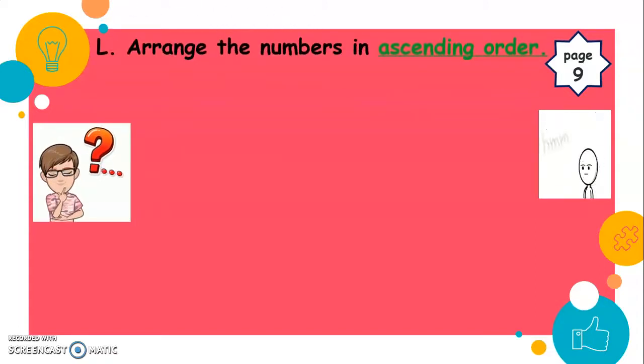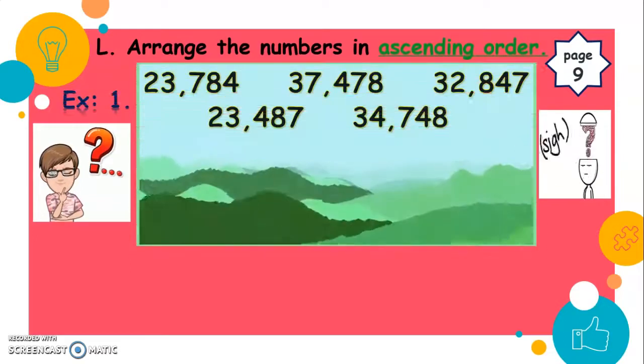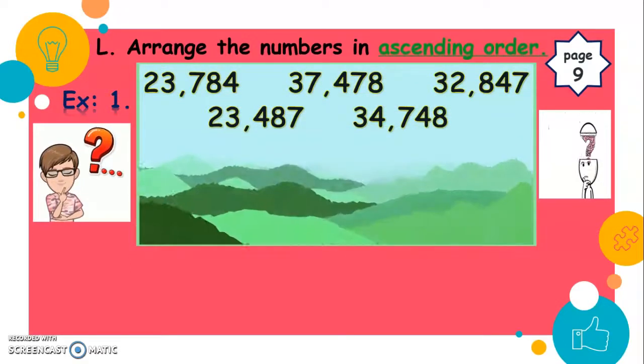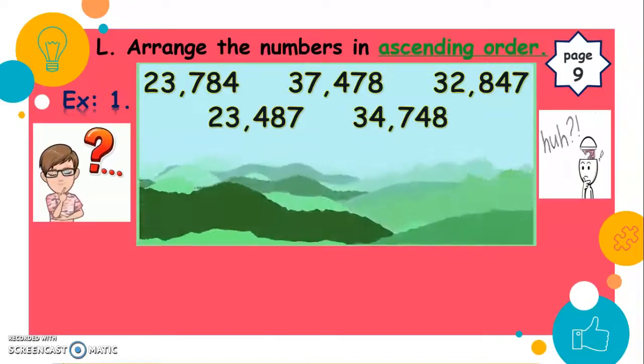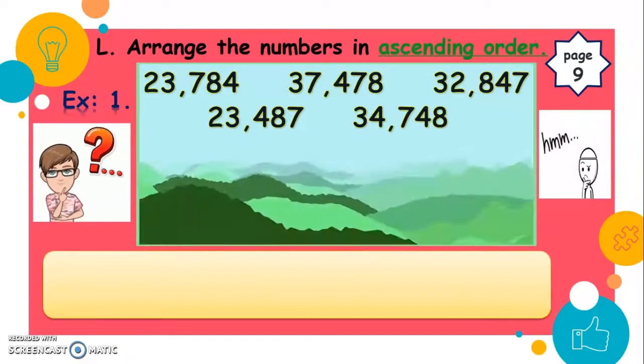Here you have to arrange the numbers in ascending order. Now, do you remember what ascending order means? If you do, try to think of the answer for number 1. For example, number 1, which one do you think should come first?